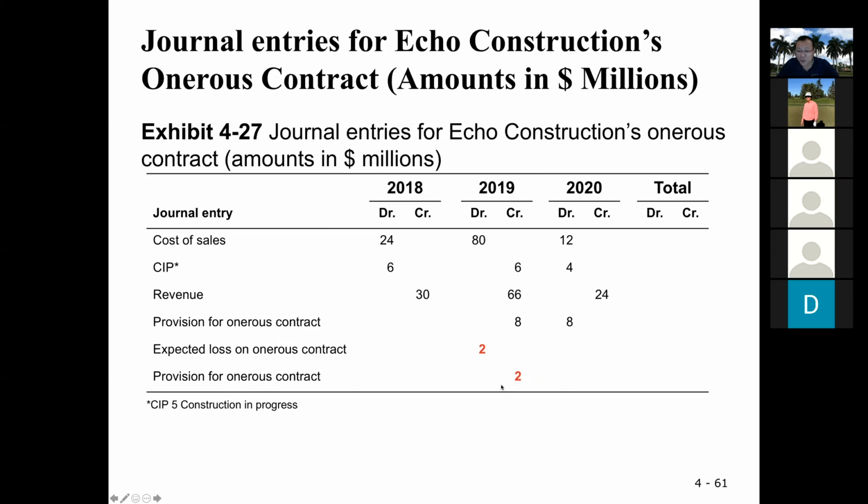What are we going to do with this expected loss entry? Now there's no expected loss. What should I do with this entry? You reverse it. Very good. So in total, this is all canceled. This is 120, your revenue. Your cost of sales is 116, and your gross profit is 4.